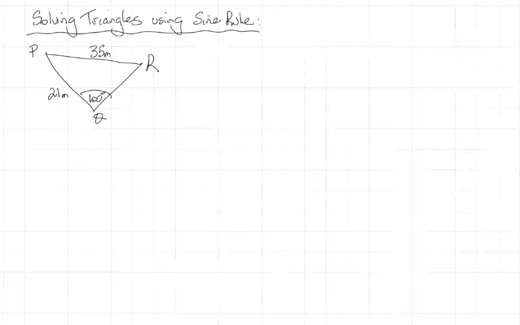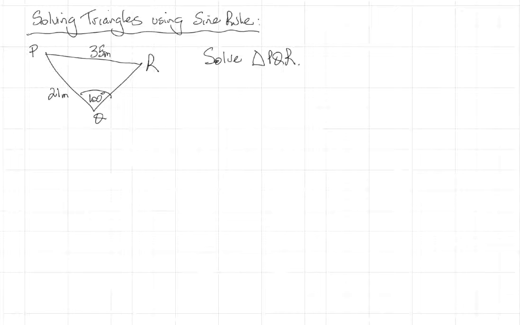So here we want to solve triangle PQR, and we're asked to solve a triangle. It means we've got to find the 6 pieces of information. I think it's a good strategy when you're starting these is to actually write down what you're given.